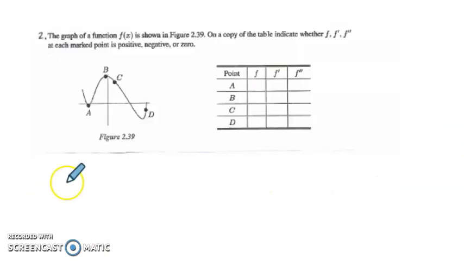Let's go on to number 2. This one says the graph of a function is shown in the figure. And what we want to do is indicate whether f, f prime, and f double prime are positive, negative, or 0. So let's do f first. F is just the y value of the function. At a, f is 0. At b and c, f is positive. And at d, the y value is negative.